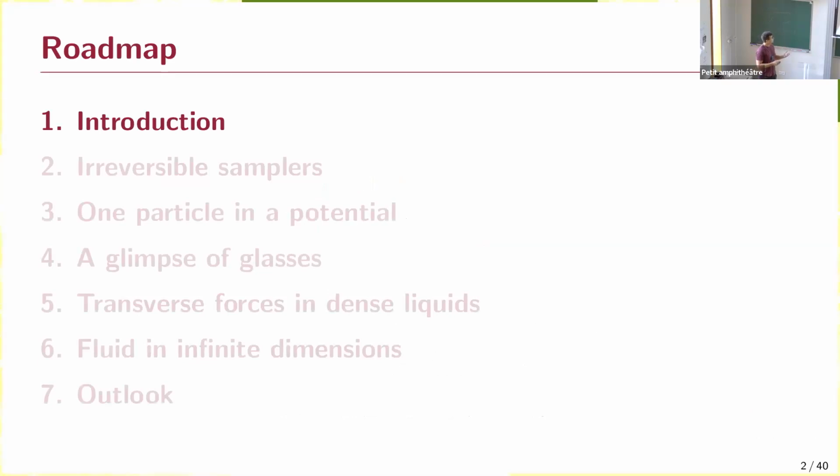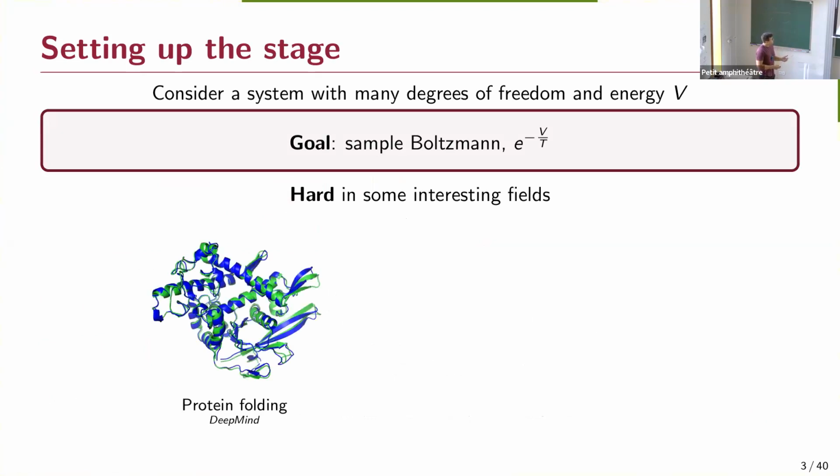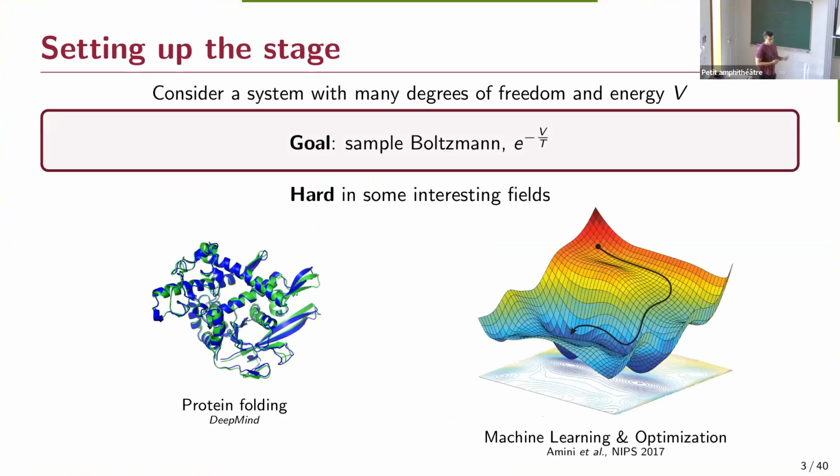So in a word, what are the goals that we are pursuing? Well, we want to consider a system with many degrees of freedom and energy V, and the goal that you give yourself is to sample the Boltzmann distribution. Now, this is an ubiquitous problem that is hard in a set of interesting fields, like in protein folding or in optimization and machine learning.